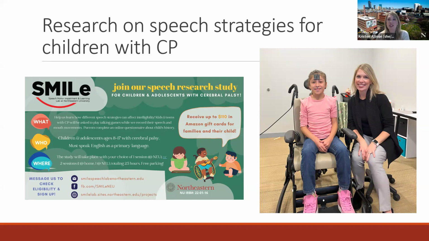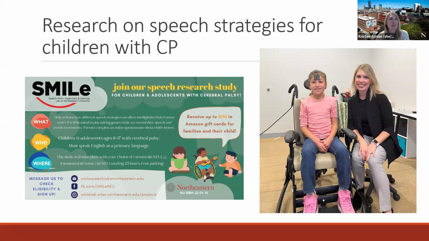And we're focusing on comparing the efficacy of 3 different speech modification strategies and examining how we can tell which strategies are likely to work best for specific kids. So in this study, we asked kids to say a set of sentences using 3 different strategies, and we audio record them. And then we also record movements of their lips and jaw using an optical motion capture system.